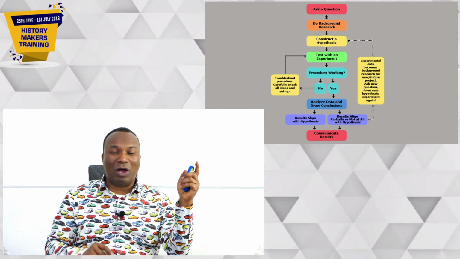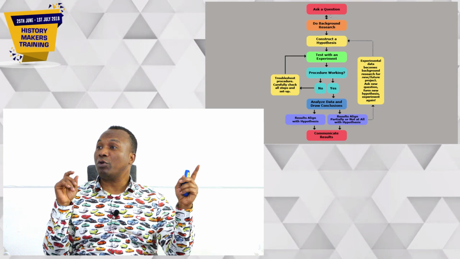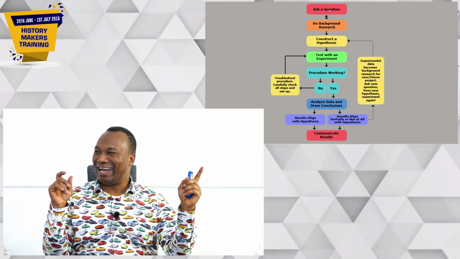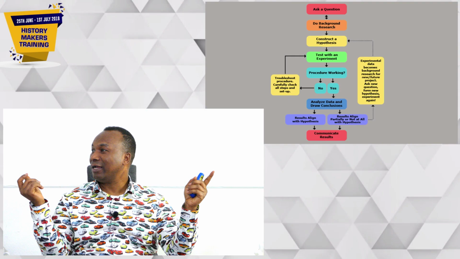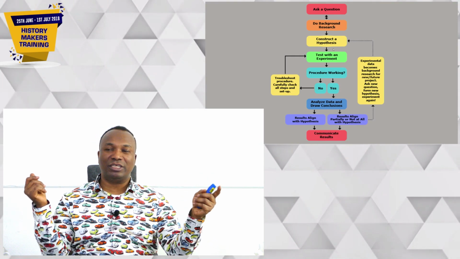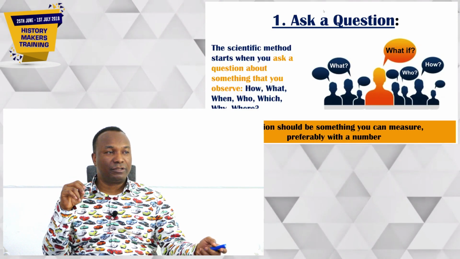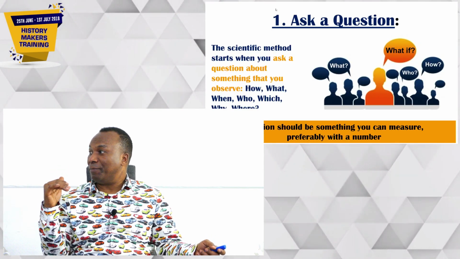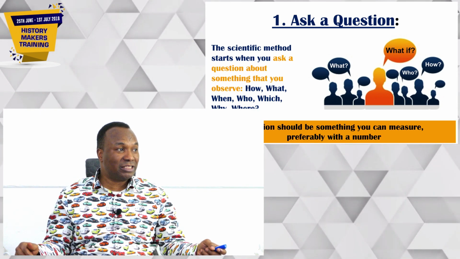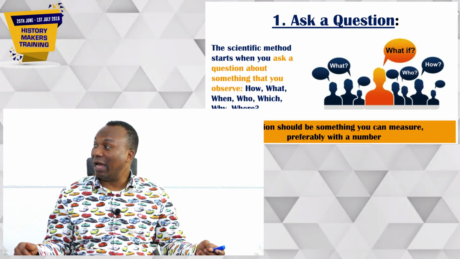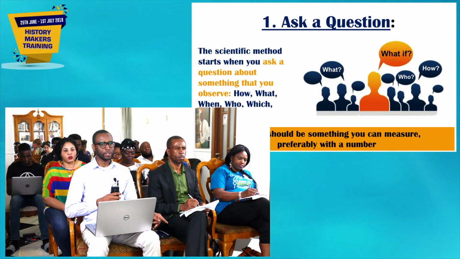But we are going to take them one by one now. So which one should we start with? Which one is the number one step? Ask a question. Yes. So we are going to start with asking questions. That is the first step in scientific method. Ask a question. So how do we understand this? Let's examine and analyze this. Number one, ask a question.